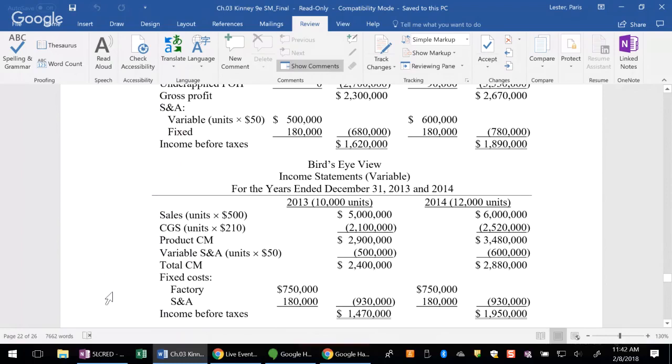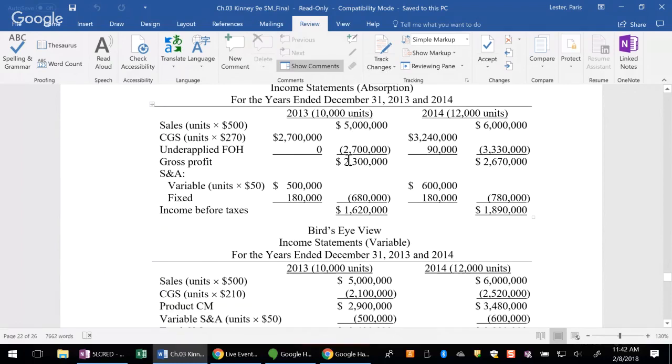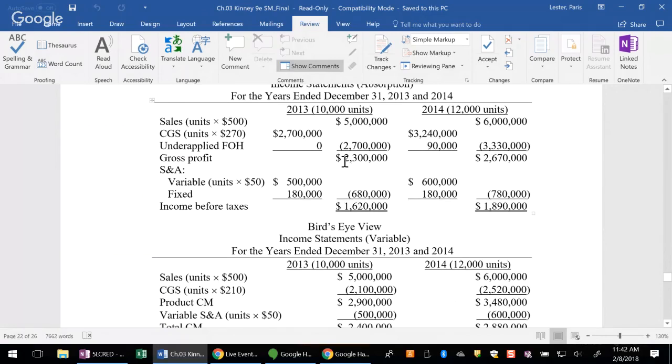Okay, but first, let's look at the differences. Sales is the same under both methods, of course. Cost of goods sold is not the same. Now, what are we taking out right here? 270, 210. The $60 was the fixed overhead, the fixed cost. So we're getting a different figure: gross profit up here, contribution margin here. You take out variable and you get contribution margin.